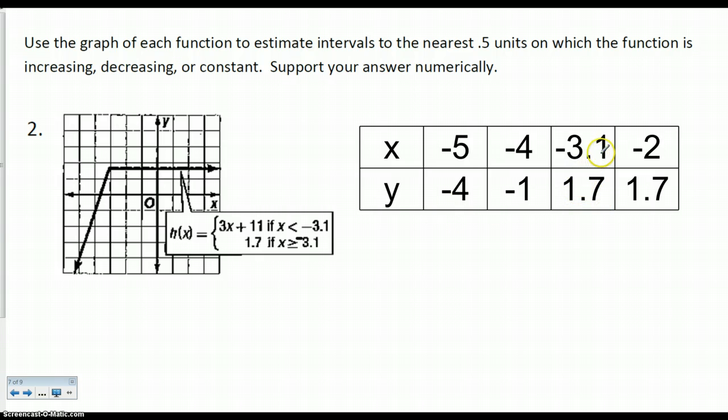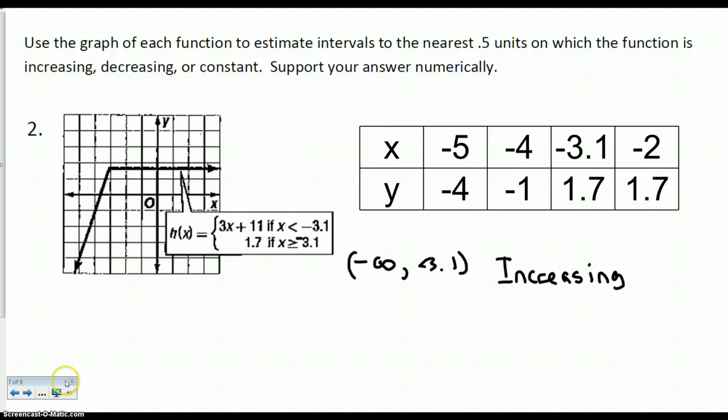When I plug in the integer after negative 3.1, which is negative 2 in this case, I got 1.7. So this verifies that in my graph from negative infinity all the way to negative 3.1, my graph is increasing. So all you have to do is plug in 3 or 4 values into your equation just to show that my y values are increasing, which I do show right here. And then I want to plug in one value after it to show that it's not increasing as well.